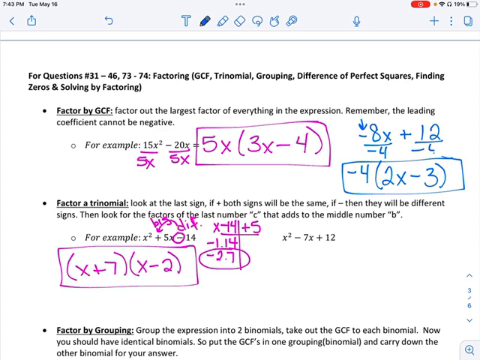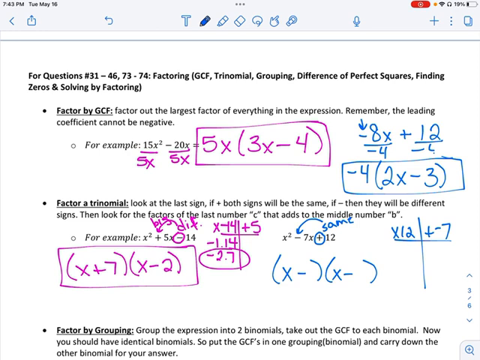So just so you can see the difference, let's look at this second one. On this second one, I look at the last symbol. Since that is a plus, I know my signs are going to be the same. So I look back and I know that both signs are going to be a negative. So now I come over here to the side. They multiply to give me 12. They add to give me a negative 7.